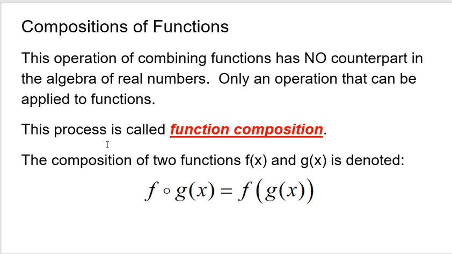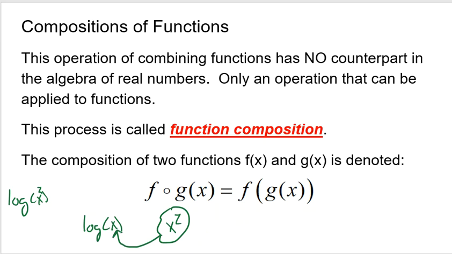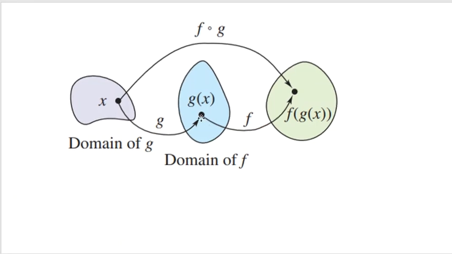So that's literally what I did on that previous problem, right? It was log of x squared. So what I had was log of x and x squared. And I literally took this function and plugged it into the other function. And that's exactly this notation. So the symbol we use is an open circle. But what that symbol means is take g of x, the second function listed, and plug it into f of x. So here's a little picture diagram of this.